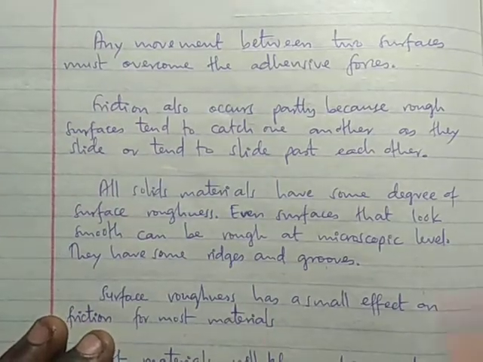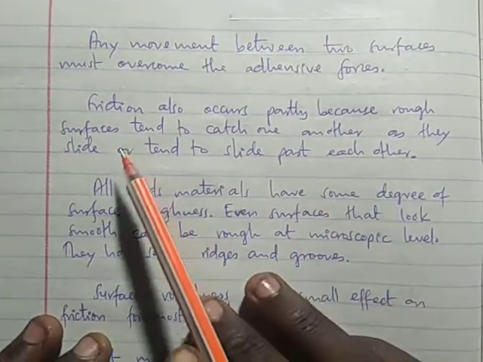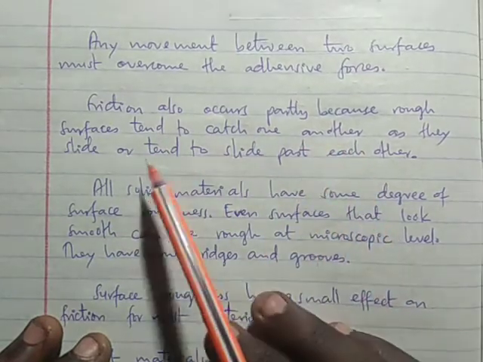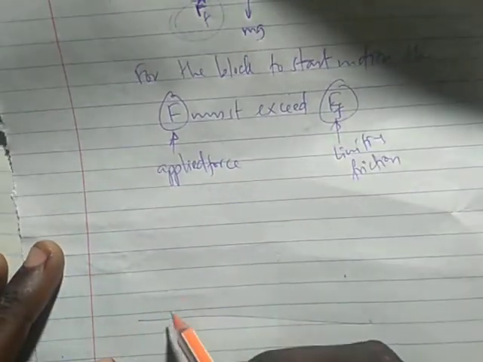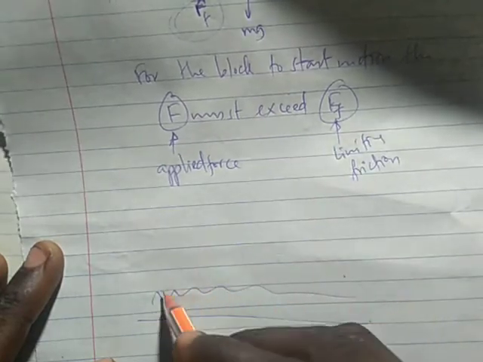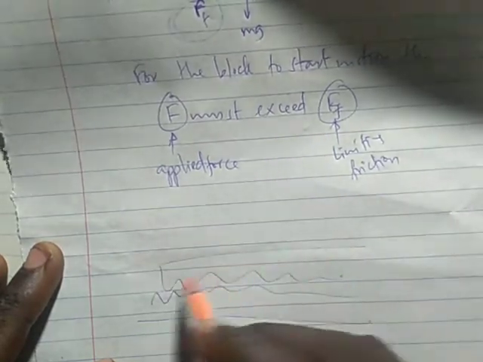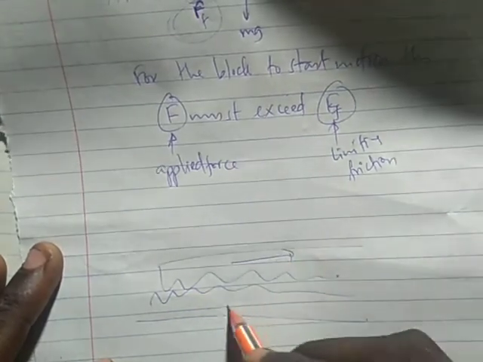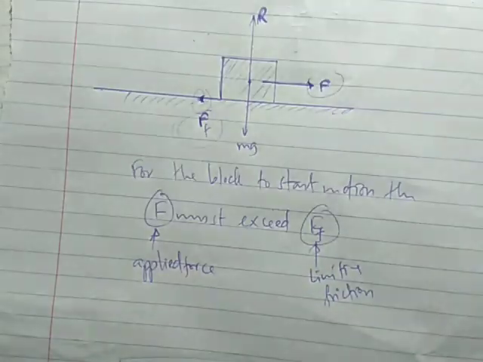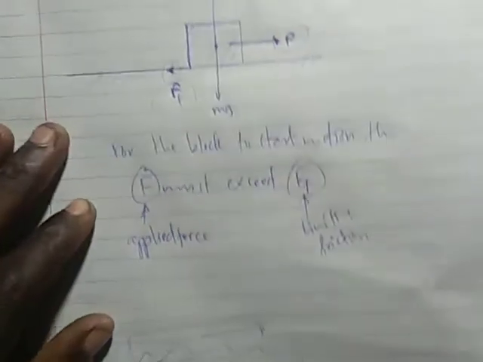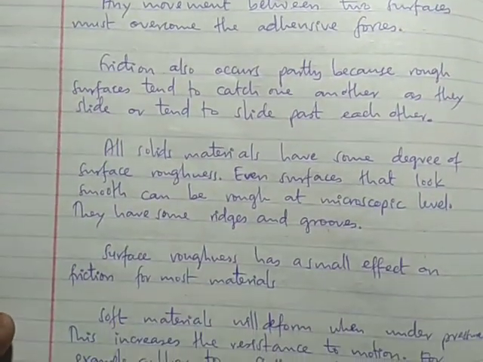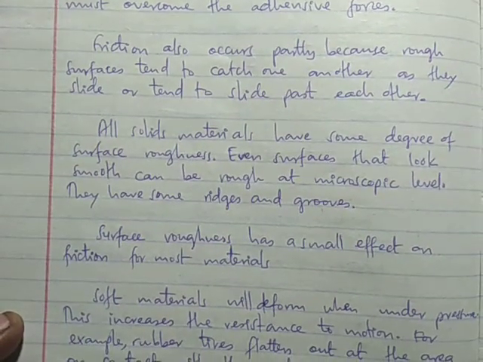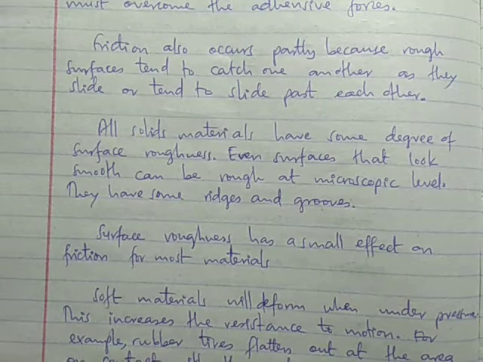So friction also occurs partially because rough surfaces tend to catch one another as they slide or tend to slide past each other. So in rough surfaces, let's say I have my surface here and this surface is rough. Again, I have another surface here that is rough. Hizi ukitaka kuzislide past each other itakuwa ni rahisi sana kukamatana, na zikikamatana tu manake friction ndio inapoanzia hapo. Zikikamatana friction inaanzia hapo.